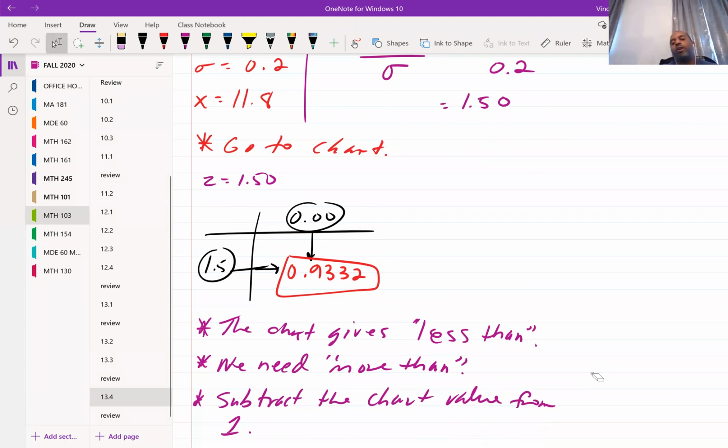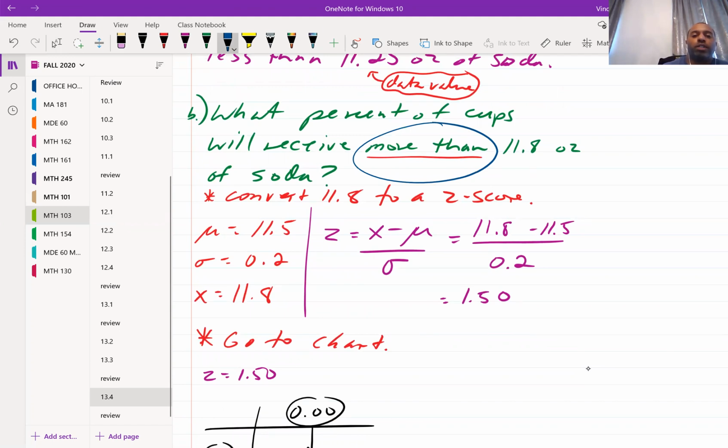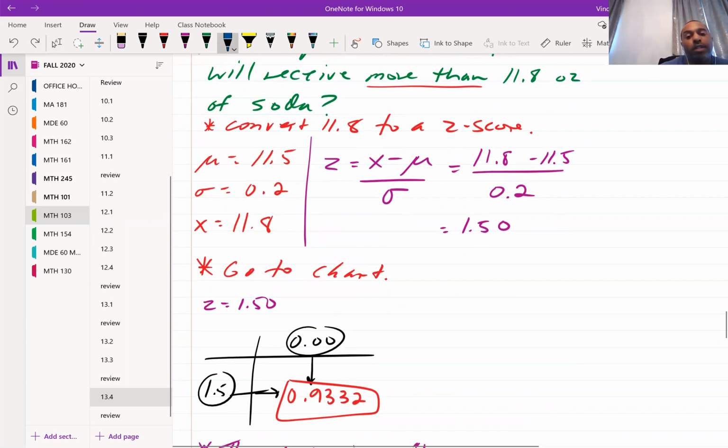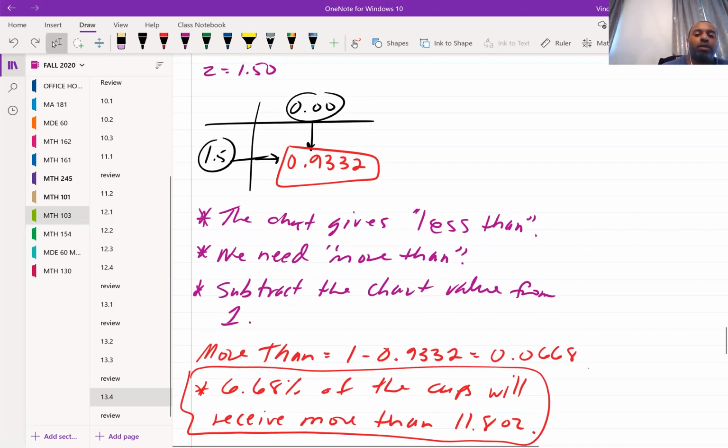All right, so the chart gives less than, but we need more than. So that means we're going to subtract the chart value from 1. Remember, what they asked for was what percent of cups will receive more than 11.8, but the chart once again gives us less than. So we take the chart value, subtract it from 1, which is 0.0668. So that's 6.68% of the cups will receive more than 11.8 ounces.